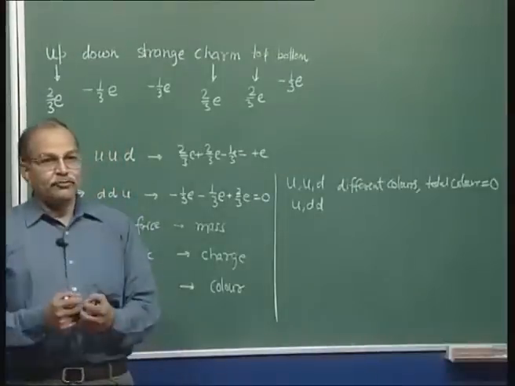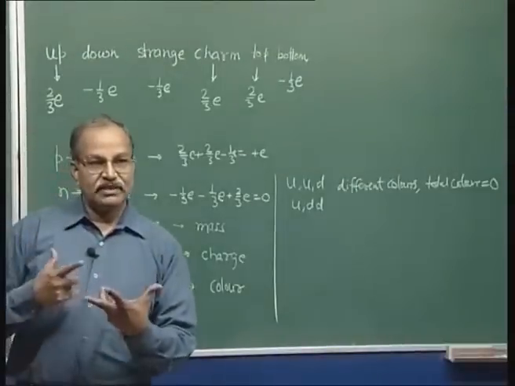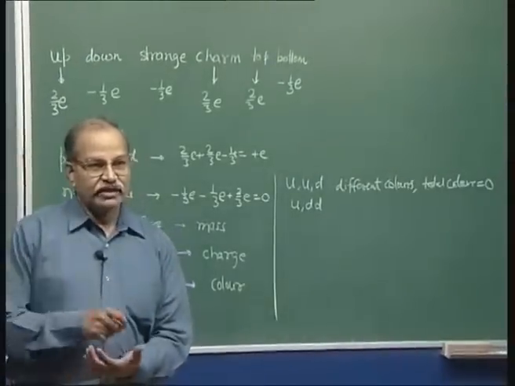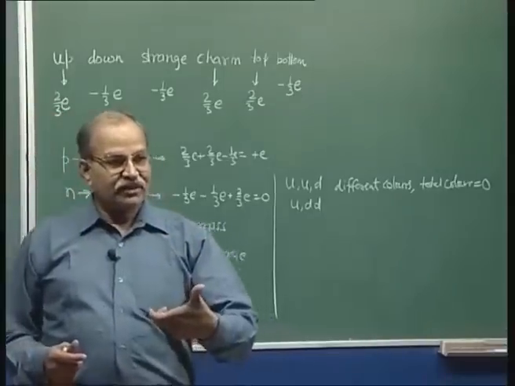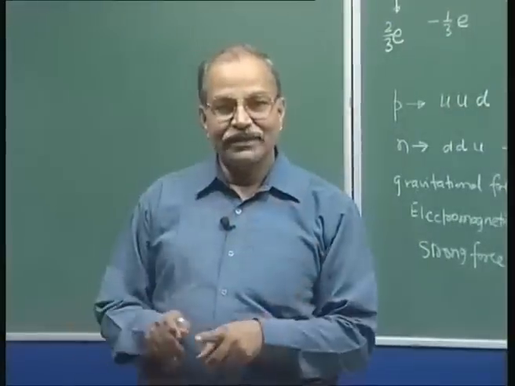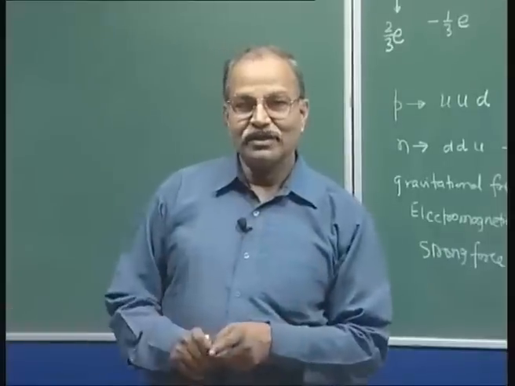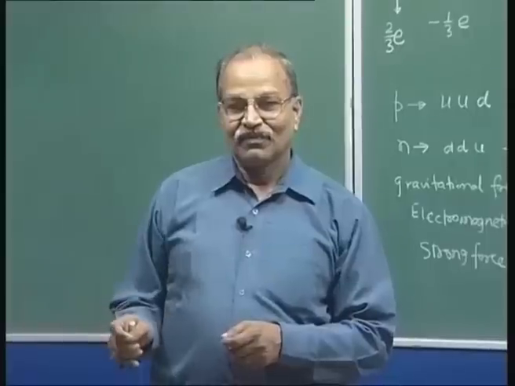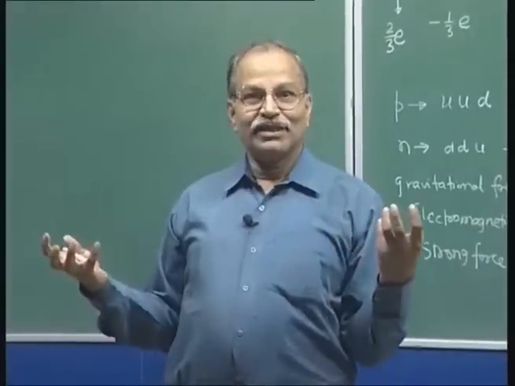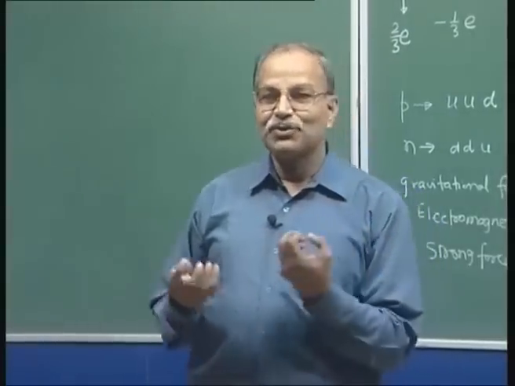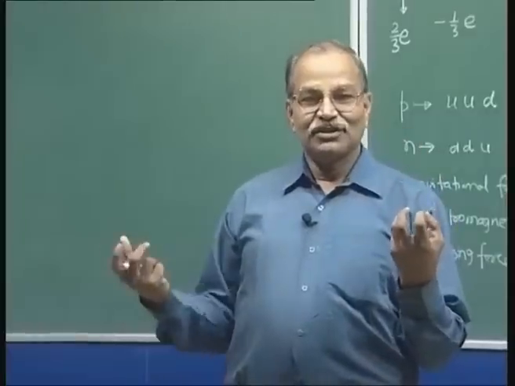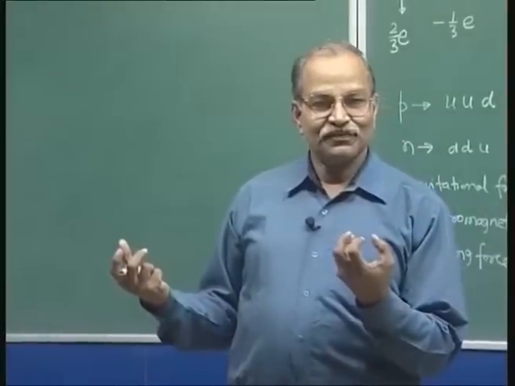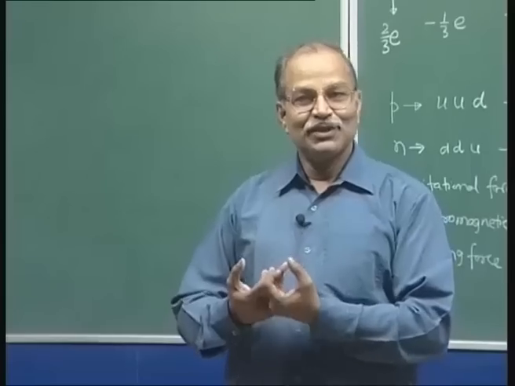So, the strong force is because of this color charge on the quarks. Each quark has a color, but all 3 quarks in a nucleon taken together, the total color is 0. So, how is there a strong interaction between 2 nucleons? Because on each nucleon the total color is 0, and the strong force comes only if you have color.